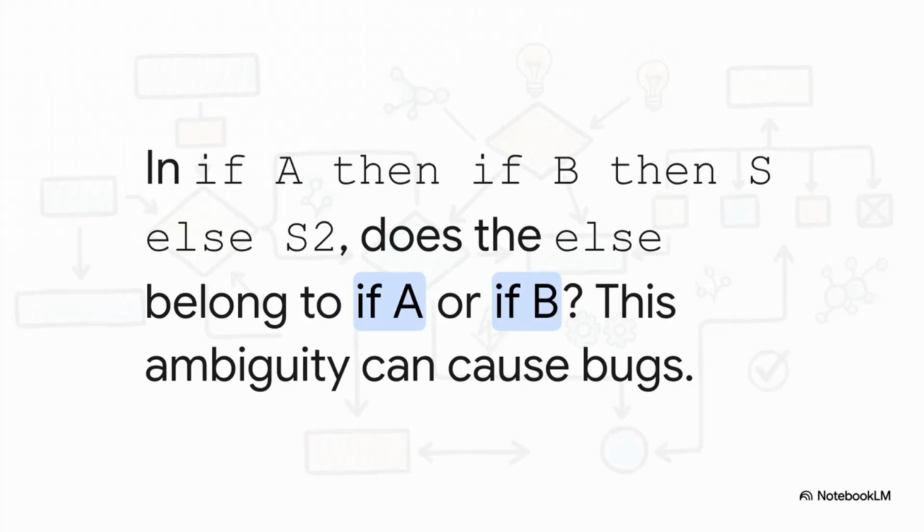This right here is a perfect example, the classic dangling else problem. Just take a look at it. Can you tell for sure if that else statement belongs to the first if or the second one? It's ambiguous. And that kind of ambiguity can lead to some really catastrophic bugs if the programmer and the computer disagree on what it means.